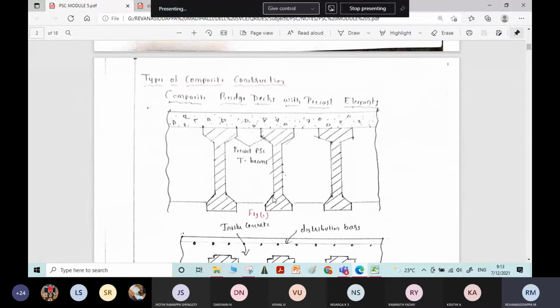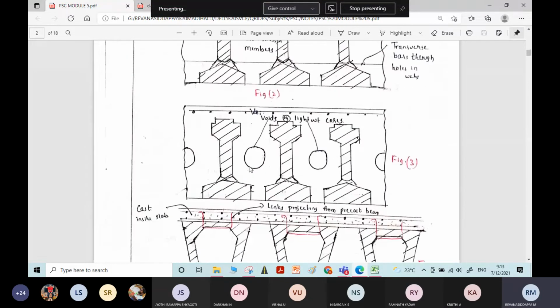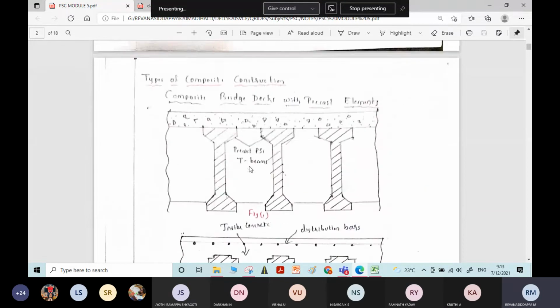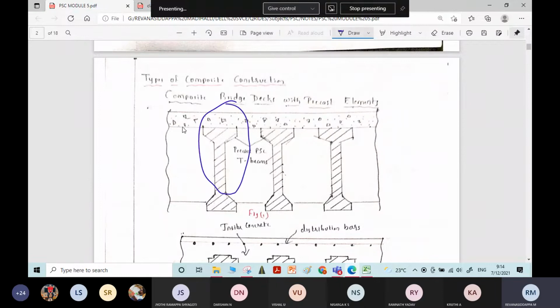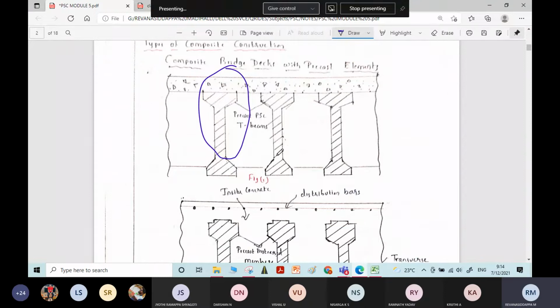Then coming to the types of composite construction, there are 3 to 4 types. The first type, which you can see in the first figure, is an inverted T-beam section. These girders are precast elements, and this is the cast in situ slab. In this way, it makes a composite section with an inverted T-beam.